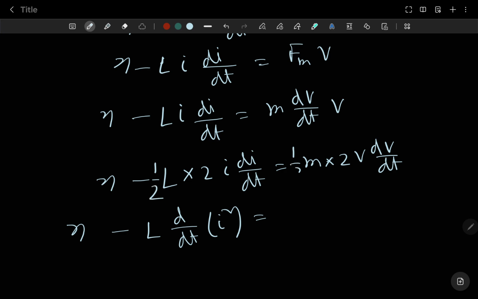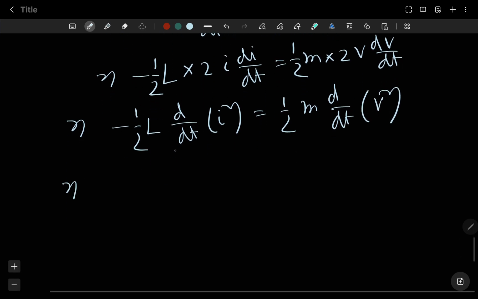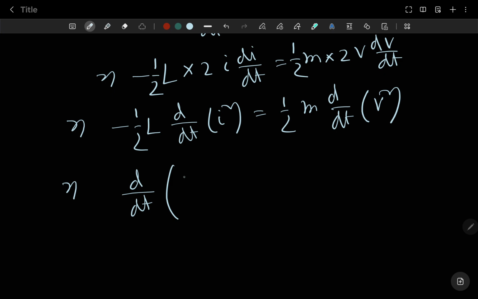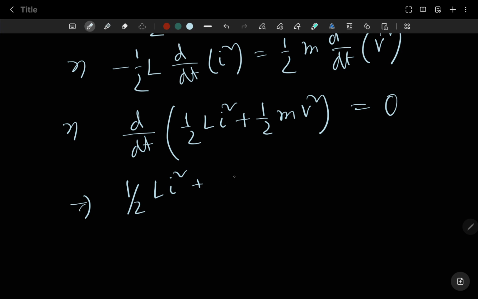Okay, fine. So minus half L. So if you multiply it by 2 and half, it's all right? So it is d dt of I square, and it is half m d dt of v square, right? Fine. So if you take this term on this side, then you get d dt of half L I square plus half m v square is 0. So half L I square plus half m v square is a constant.